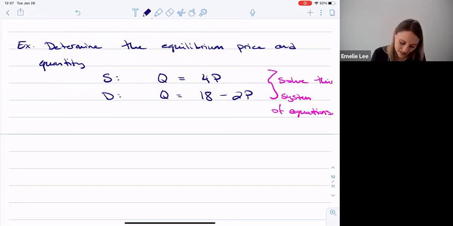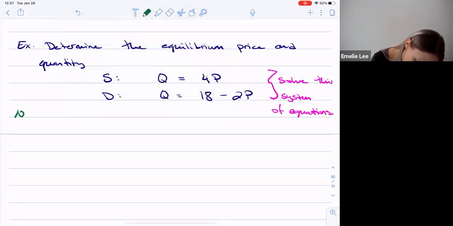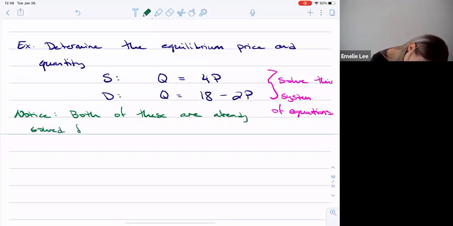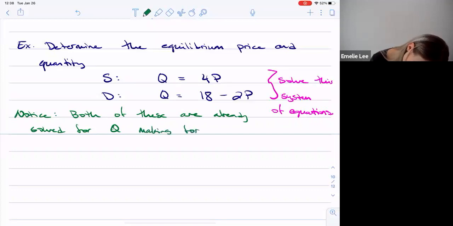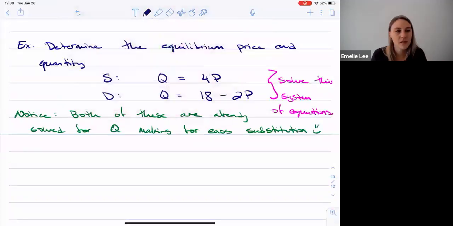So notice, right, so here I'll just make a little note. Notice both of these equations are already solved for Q, making for easy substitution. Kind of ended up looking like a mean smiley face. That wasn't my intention, but I'll keep them there just to keep you on your toes.